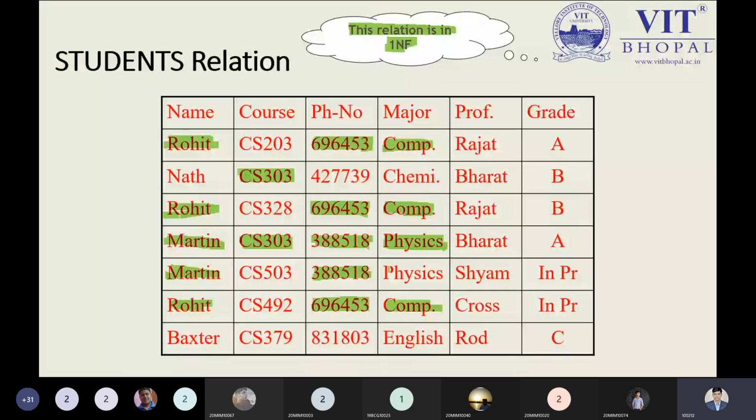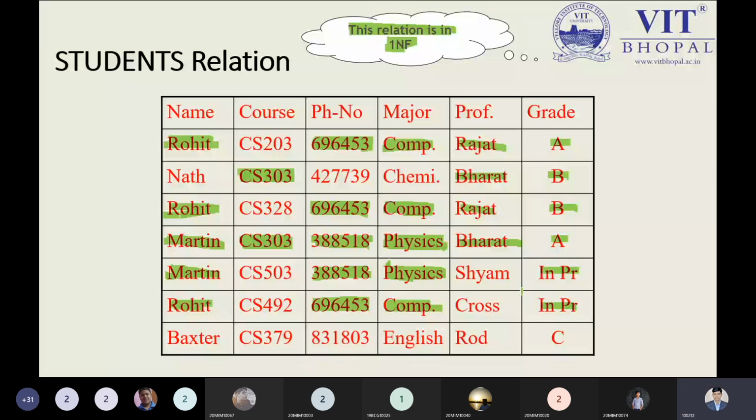So by default, we have the first normal form. On the other part you can also see Rajat is coming, Bharat is coming. And A grade we have here, B grade also, B grade, in progress, in progress. So we can't choose any attribute as a key attribute over here. We can't make more than two attributes a composite attribute. So that is the reason by default we have a relation that comes into the first normal form.